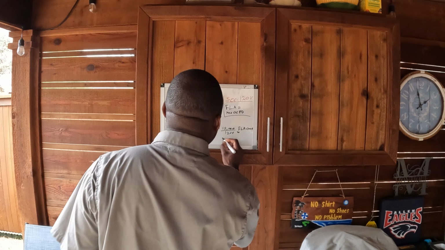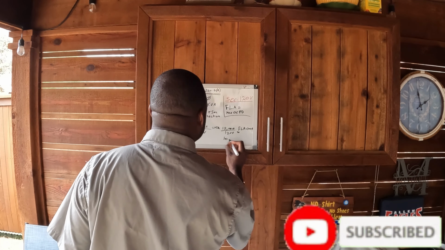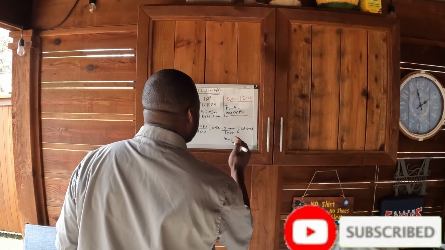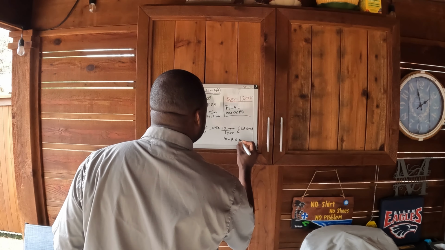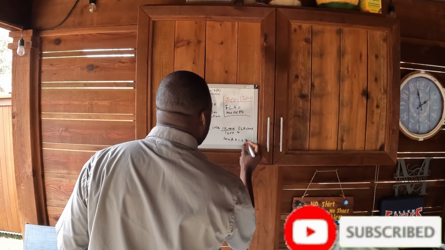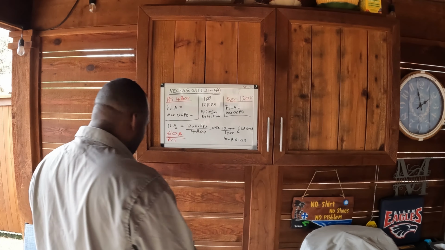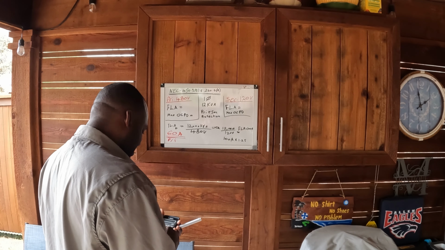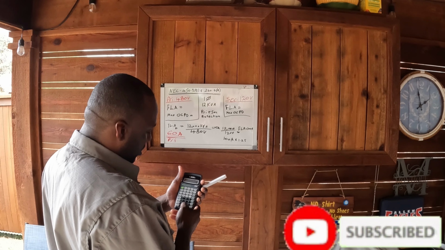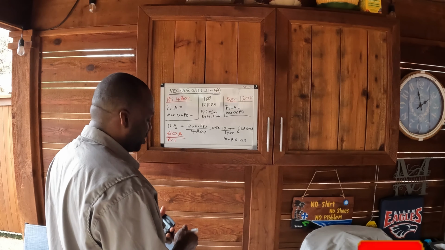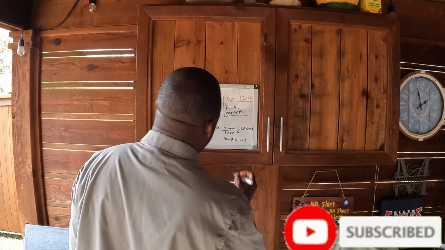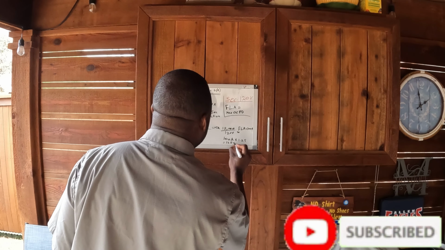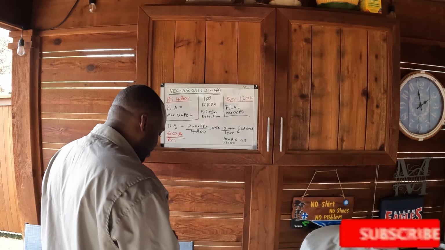So that would be 100 amp times 1.25, right? That's 125%. So 100 times 1.25 is equal to 125 amp. So that's your maximum overcurrent protective device.